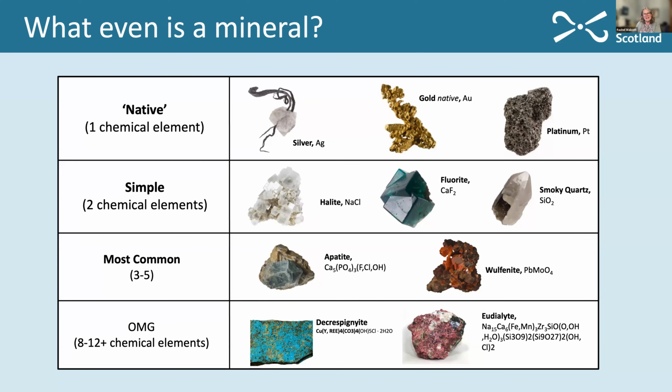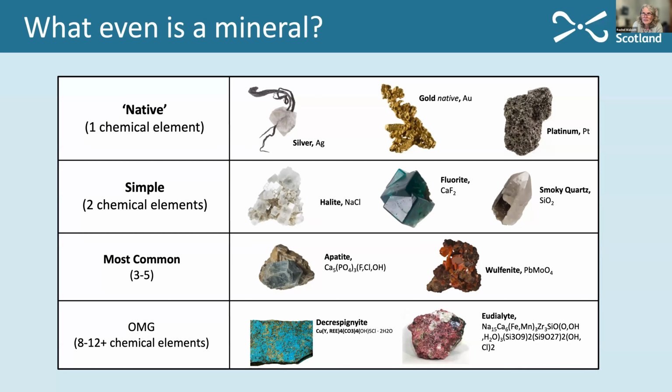So minerals can be made of one chemical element. We know those as native minerals, and silver is one, gold's another, platinum's one. There are many, many minerals that have two chemical elements, like the halite I mentioned, but other ones like fluorite or even quartz. You've probably heard of quartz.